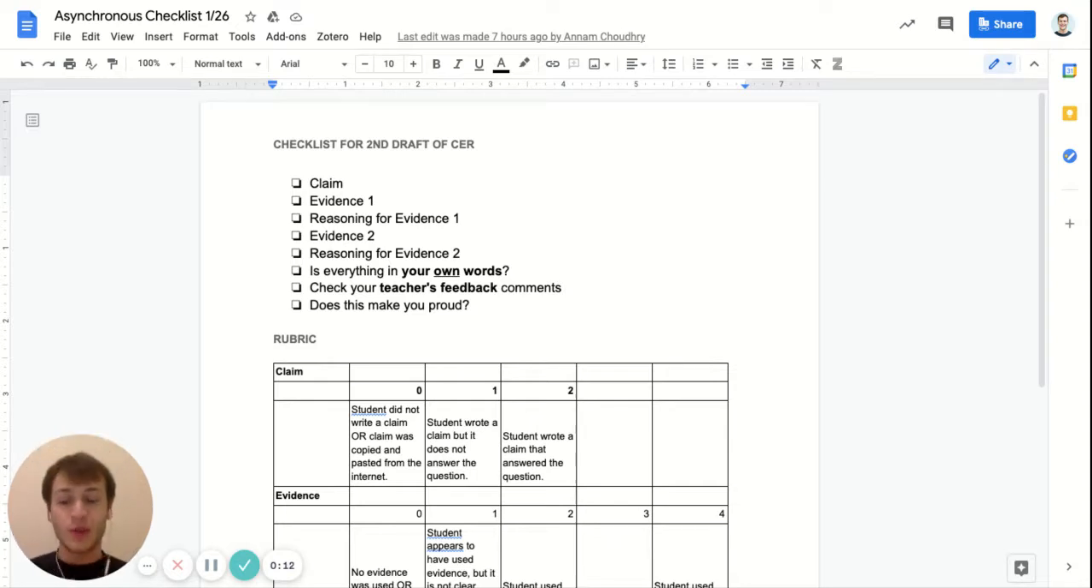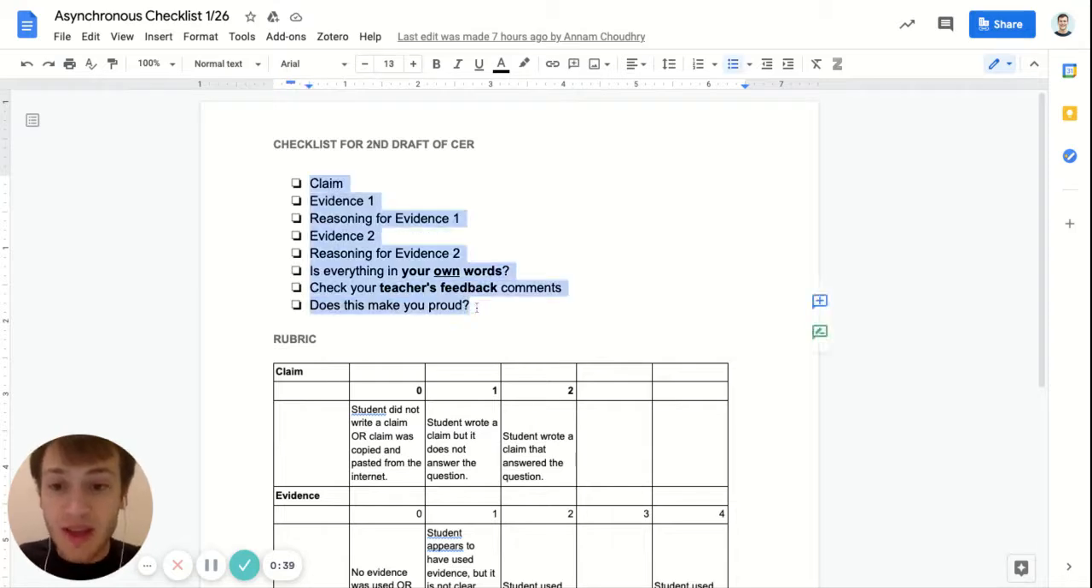Which in my class is week 21, and in Ms. Chaudra's class it is week 23. So what you're going to do today for asynchronous work is revisit the CER you wrote last class, that you wrote last week. So you're going to go back to the week 20 or week 22 asynchronous assignment, and you're going to revise your CER. When you revise it, you're going to double check that you have all of the items on this checklist that you see on my screen.